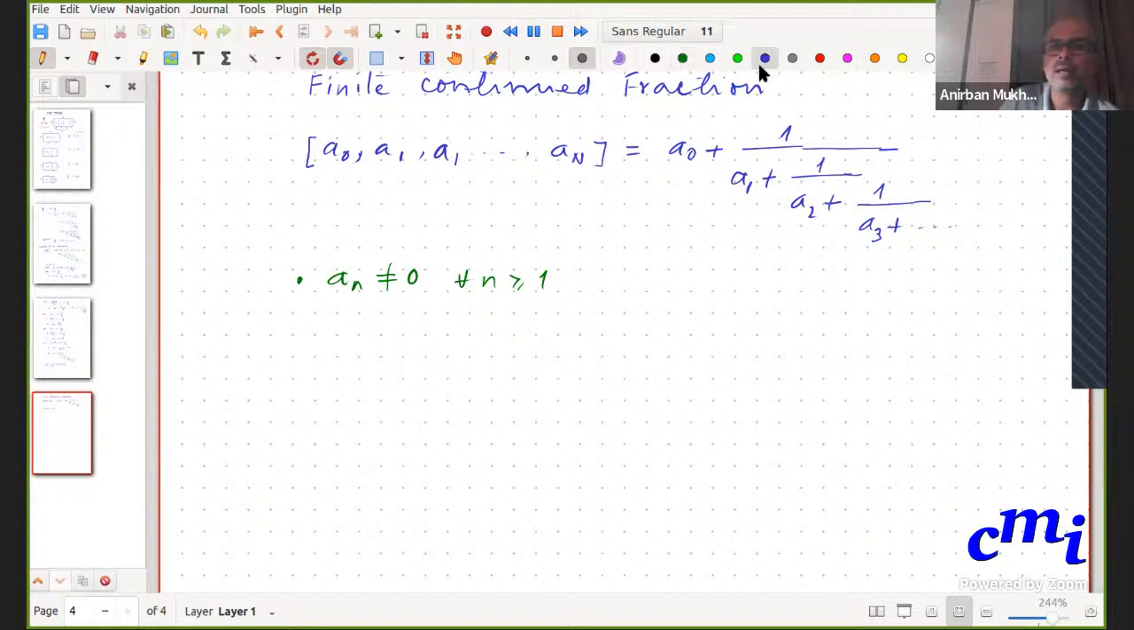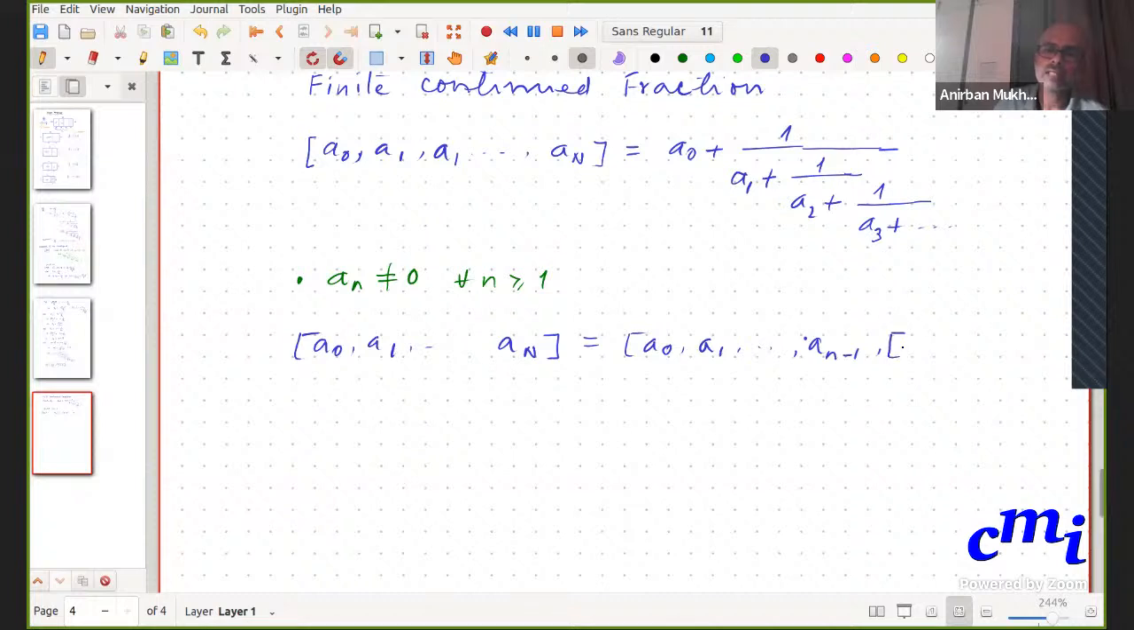Now, a bit of a definition. If we are starting with a continued fraction which goes up to capital N, then we can also write it as [a0, a1, ..., a_(n-1), and then put a continued fraction in its place, [a_n, ..., a_N]. I can write these notations because I am allowing real numbers.